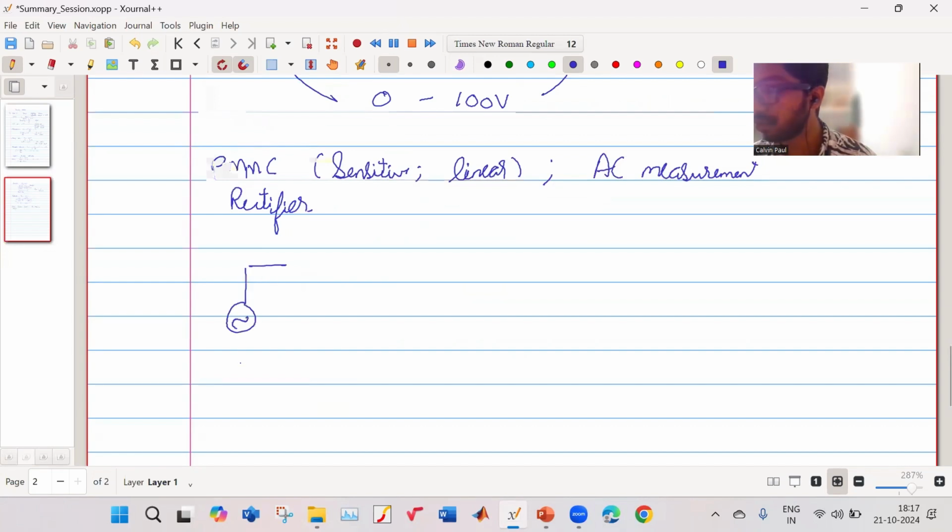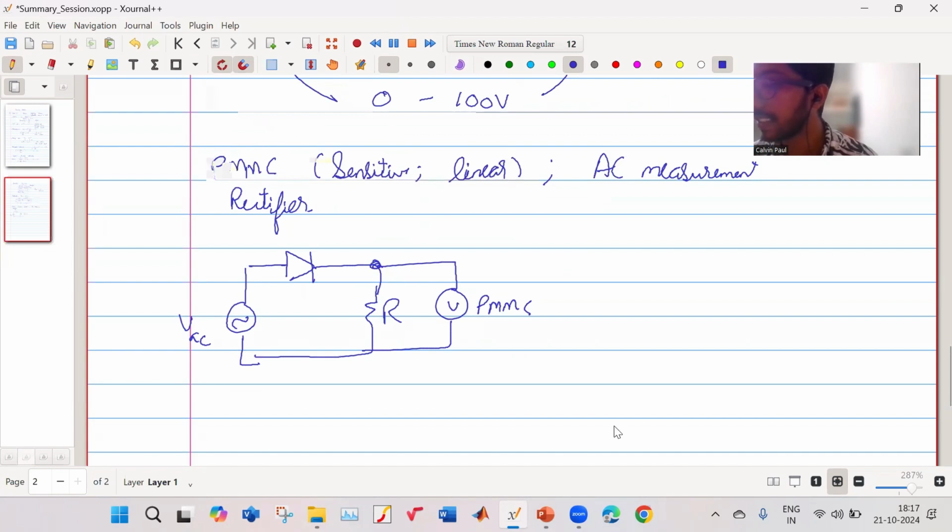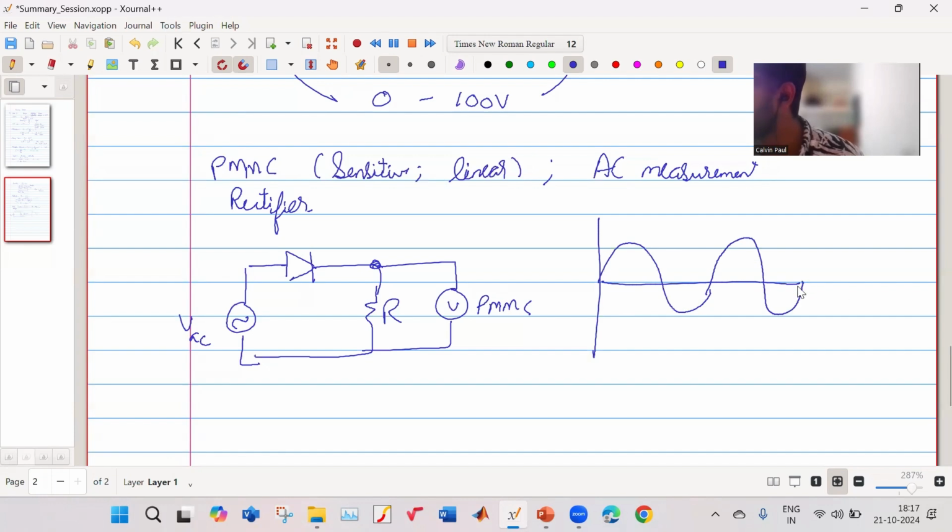Suppose I have an AC input voltage over here. This is my VAC. What I do is place a diode and a resistor here, and over here I connect my PMMC instrument. Suppose this is my AC quantity. This V output will have the positive cycle, and the negative cycle will be 0. Then again the positive cycle will be there, and the negative cycle will be 0. So this is my V output, and this is my VAC.